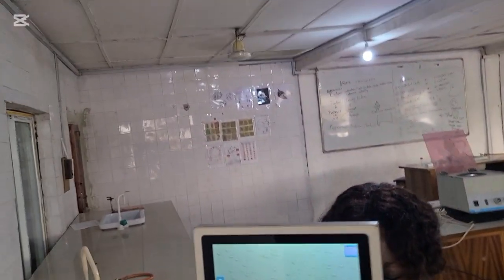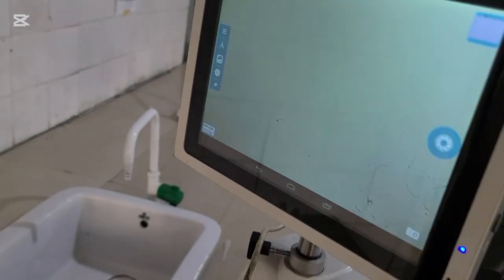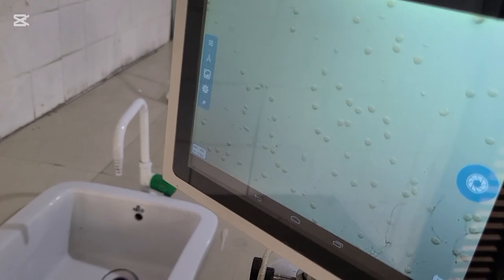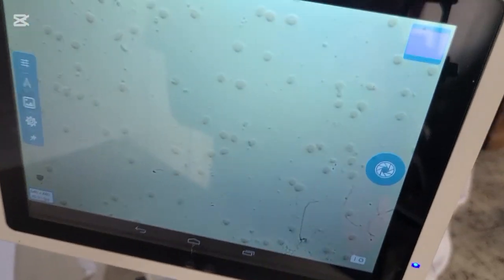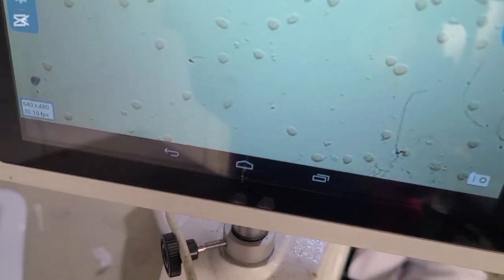Now let's try and change field. So you see, they are just everywhere. You call it many. Red blood cells here is many. So we need further testing to know what's actually wrong.